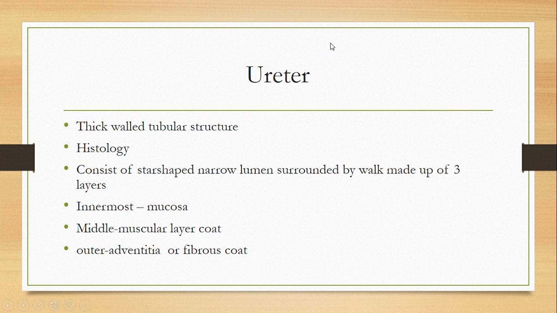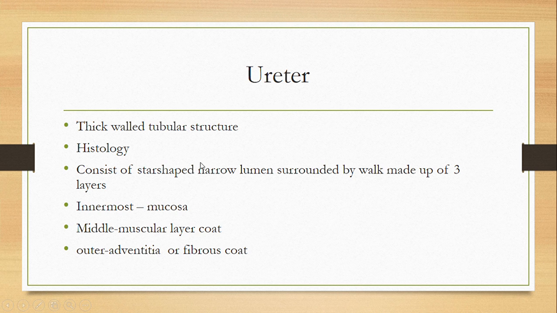Next is the ureter. The ureter is a tubular structure. There are right and left kidneys, and from each kidney this tubular structure which connects to the urinary bladder is known as the ureter. So right and left ureters are there. It is about 25 centimeters in length. They are thick-walled tubular structures.